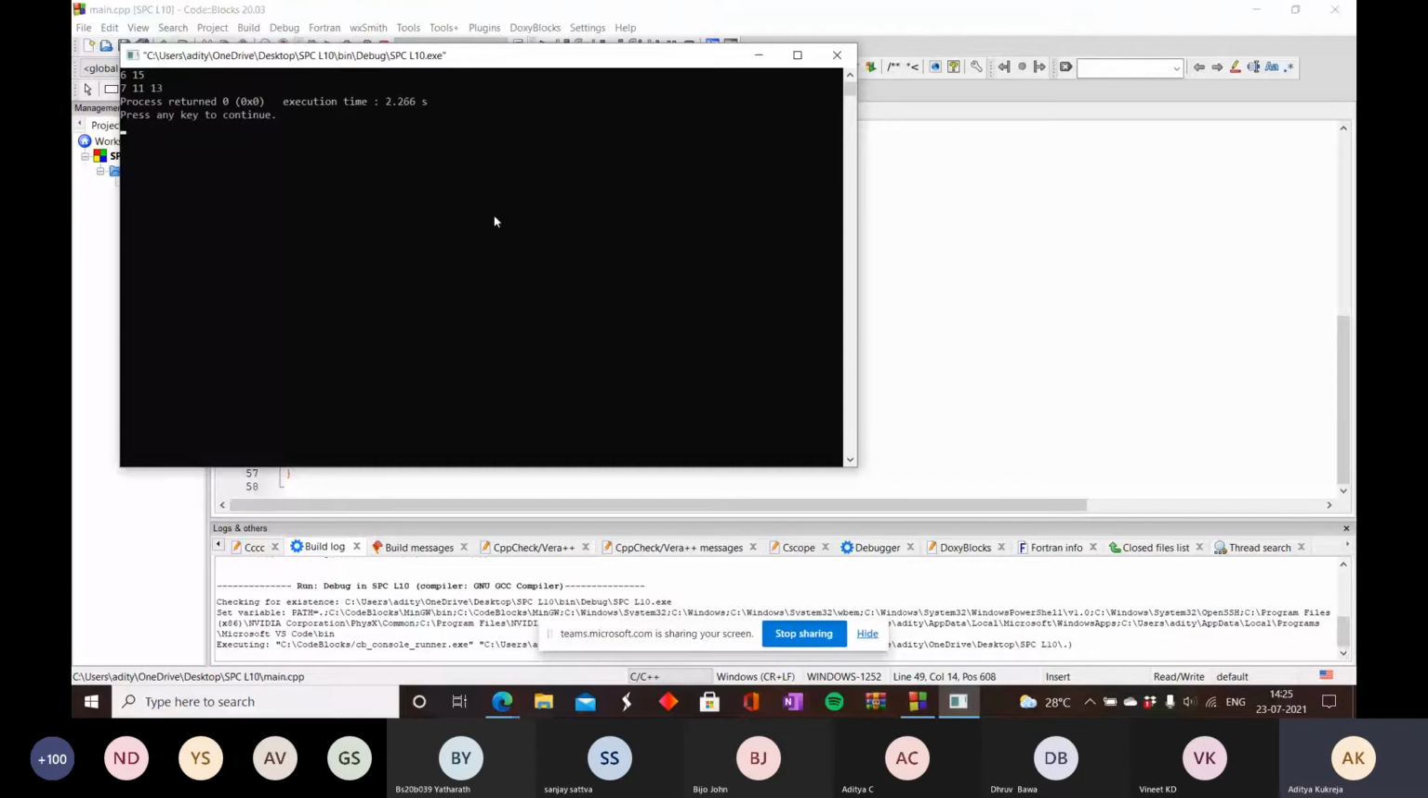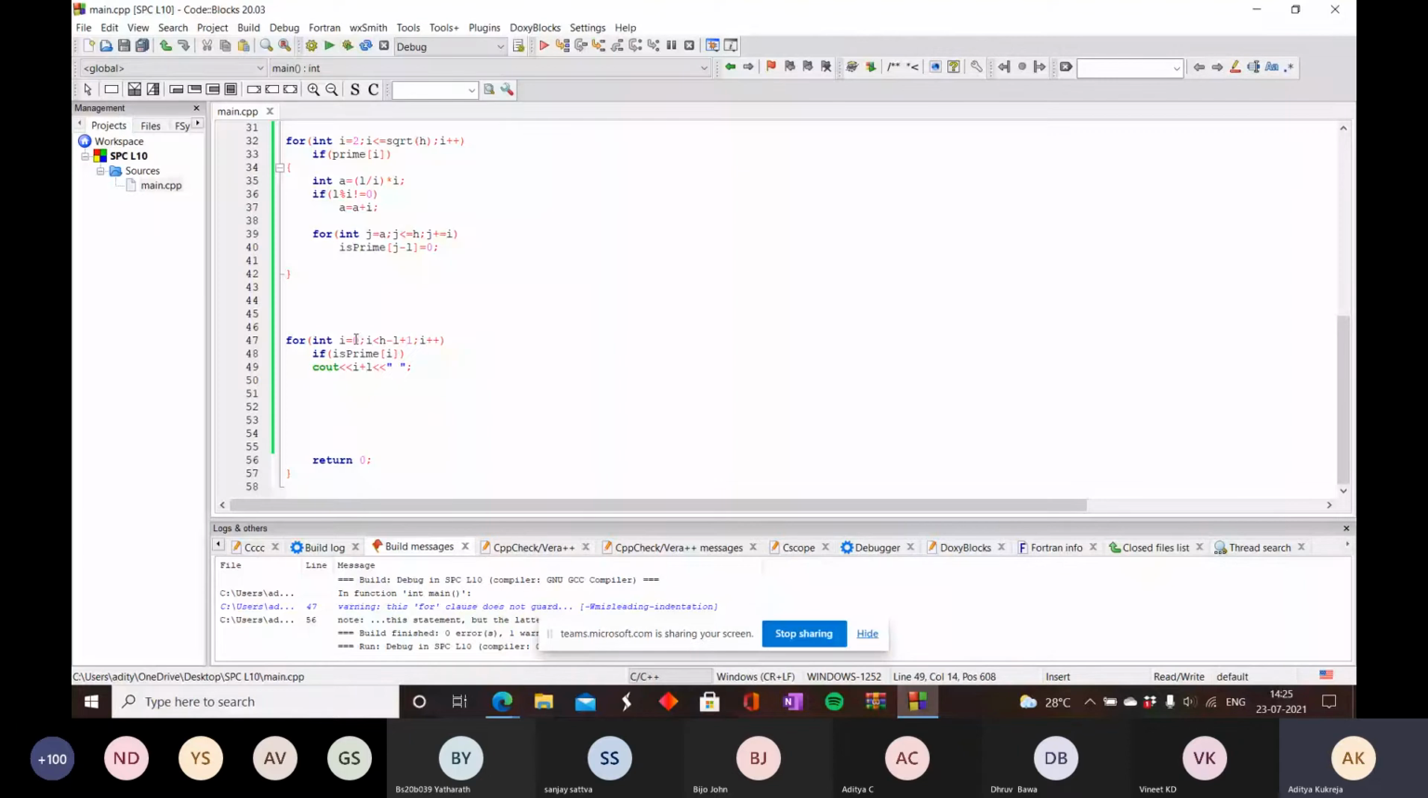The mistake I made here is that your array is indexed from 0 to H minus L. So if you have to output it, you check whether the particular index is true or false. If it is true, that means the number is prime. Then you have to print out I plus L, because the index and the true range differ by L. So that's why you have to output this.